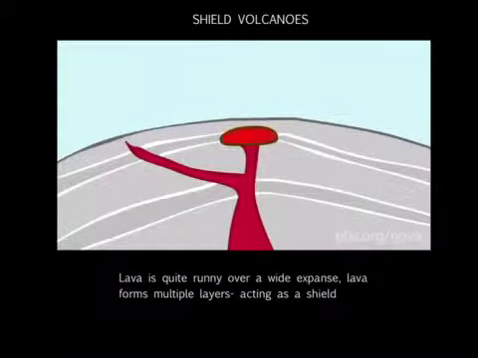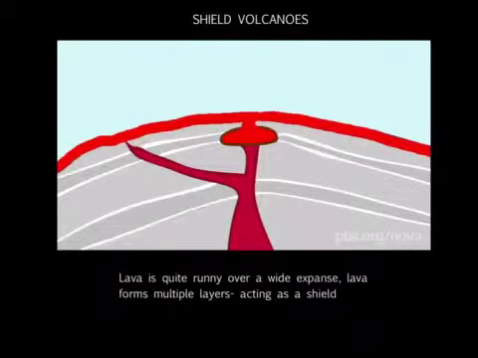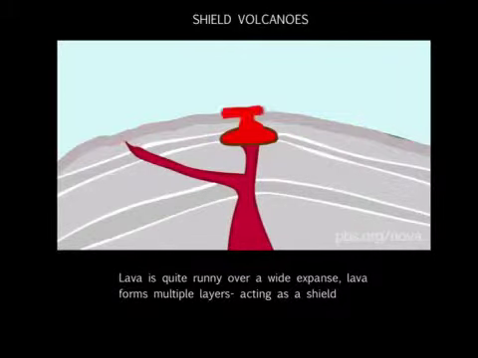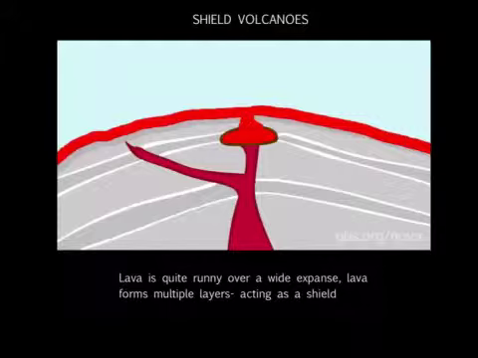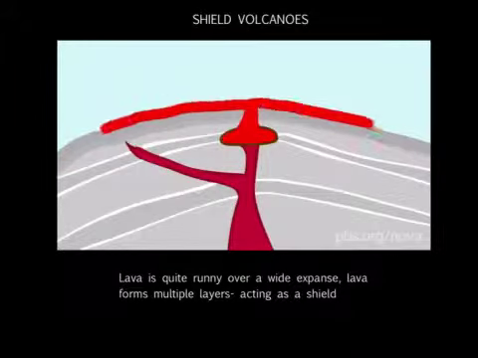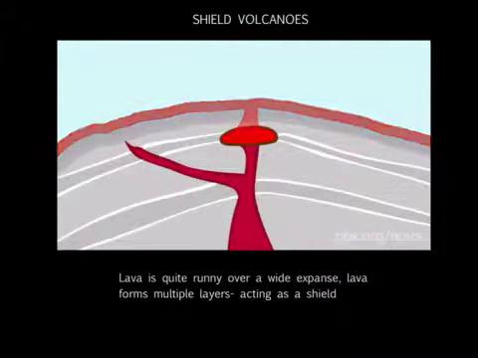The third type of volcano is the shield volcano. Shield volcanoes possess a rather large magma chamber and do not pressure the release of magma. It emits lava flows over a wide expanse.